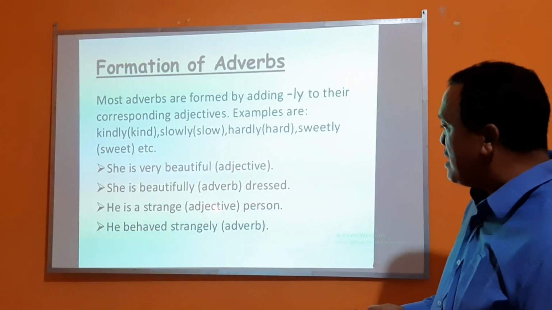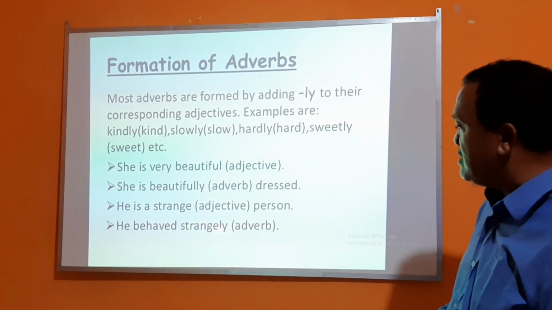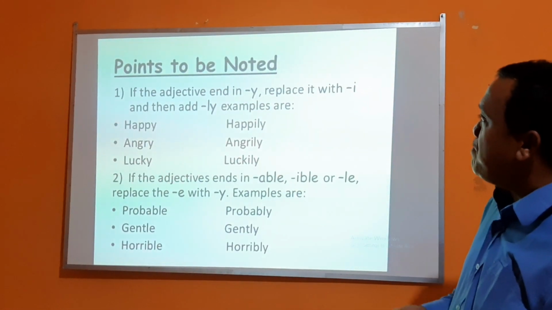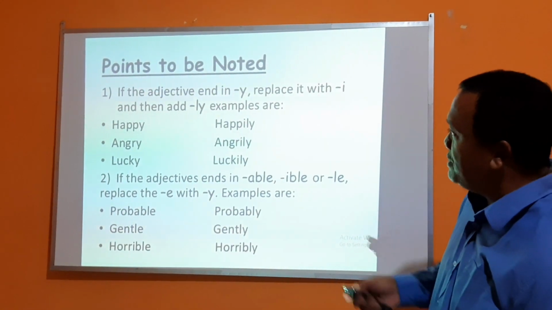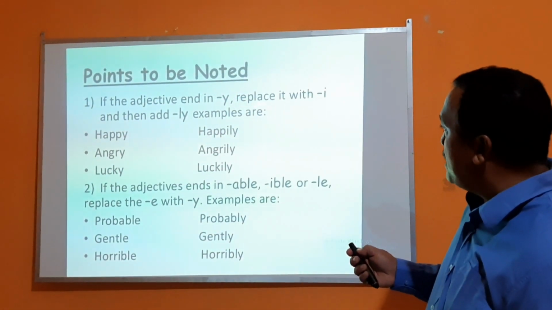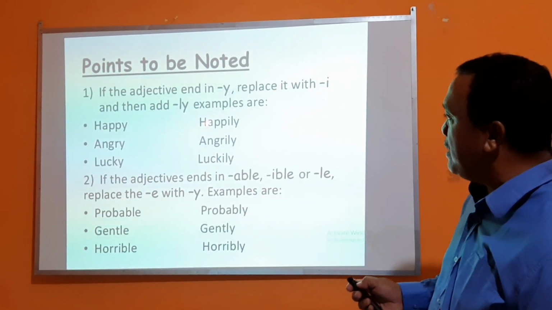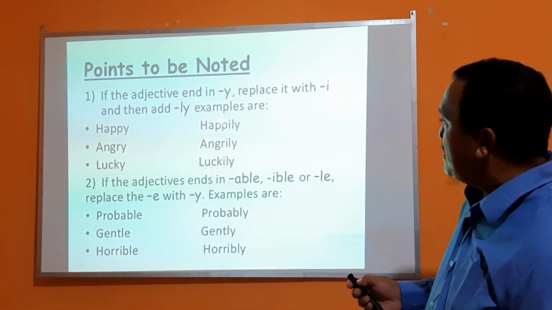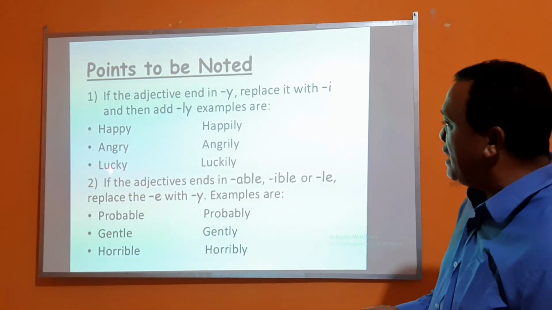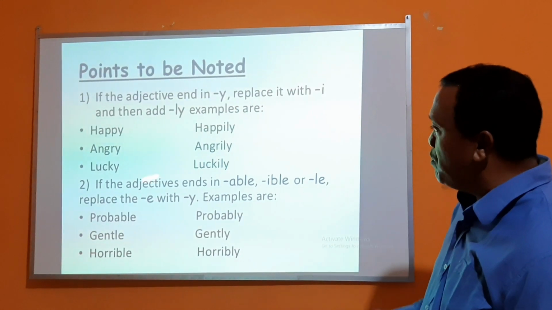He is a strange person. Strange here is adjective. He behaves strangely. Strangely here is an adverb. And then points to be noted, ya. Hal-hal yang harus dicatat. If the adjective ends in y, replace it with i, and then add ly. Examples are happy, happily. Jadi diganti y-nya jadi i, kemudian tambah ly. Angry becomes angrily, lucky becomes luckily. So you delete y first and then plus ly.